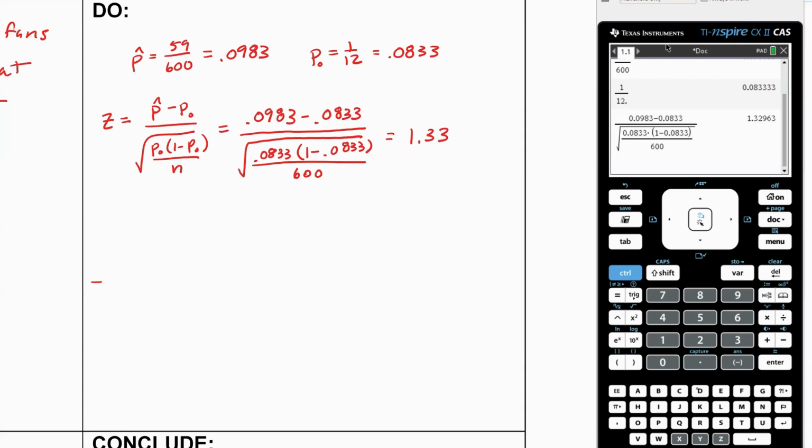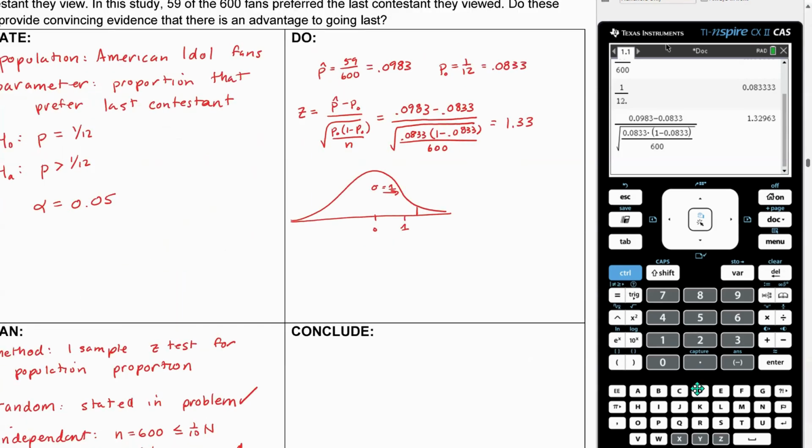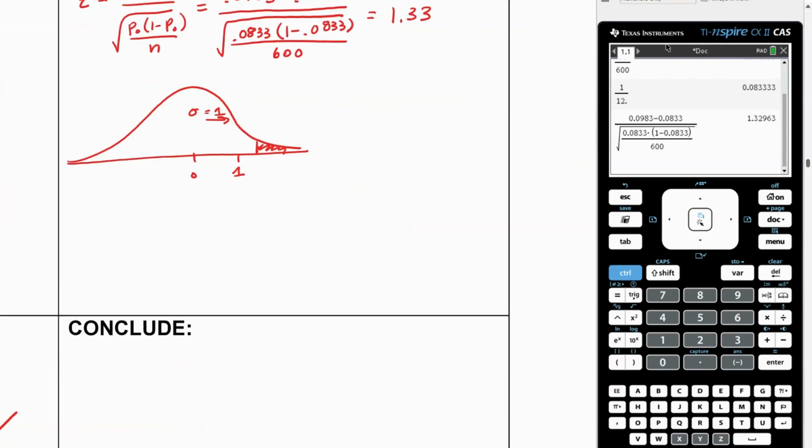Now, remember that that z-value is coming from a z distribution with a mean of 0 and a standard deviation of 1. Here we are at 1.33. And as we look again at the direction of our HA, greater than, we are shading above there. So we're asking, what's the probability that a Z is greater than 1.33?